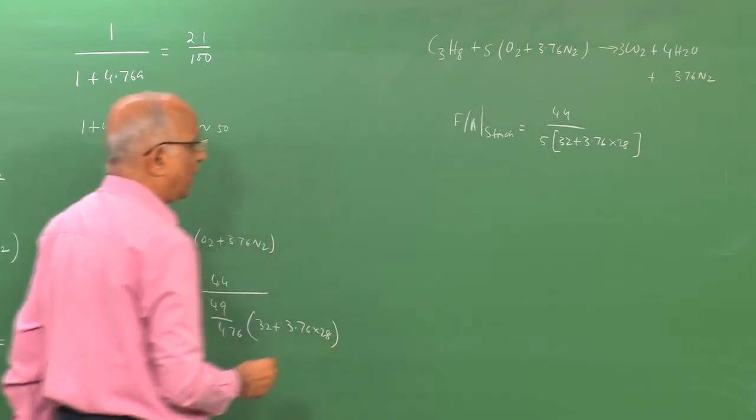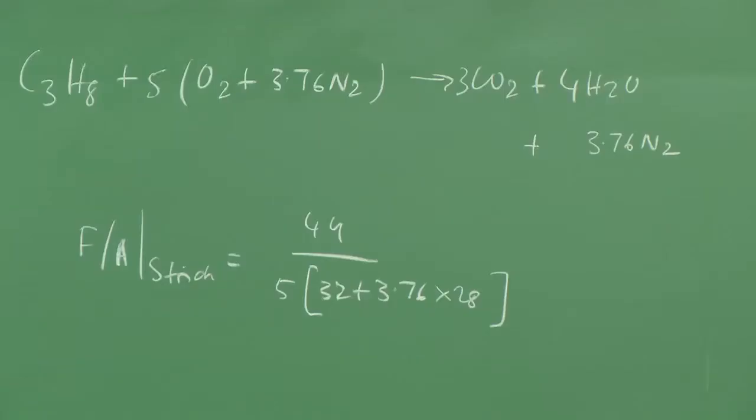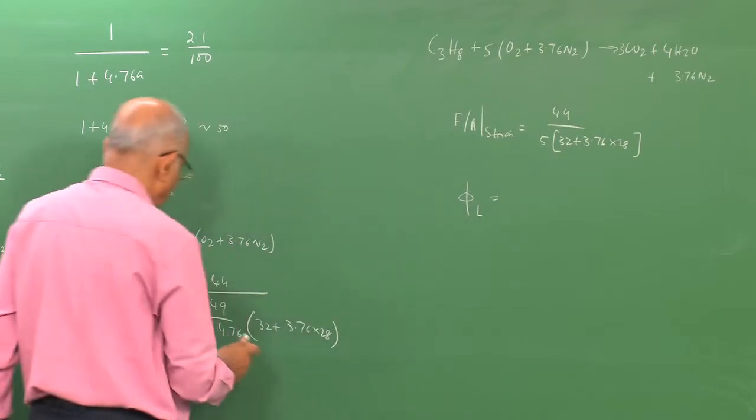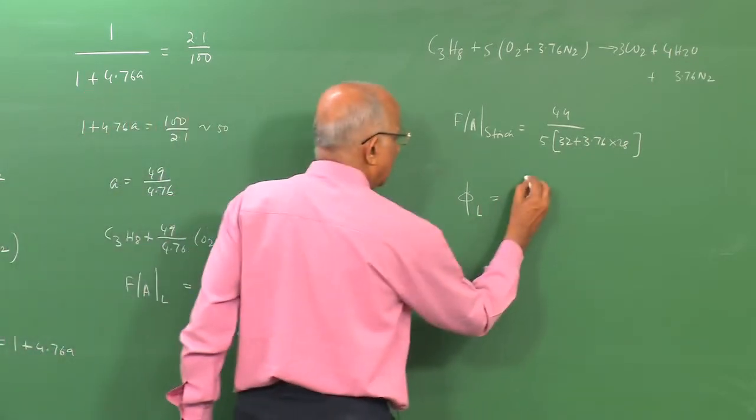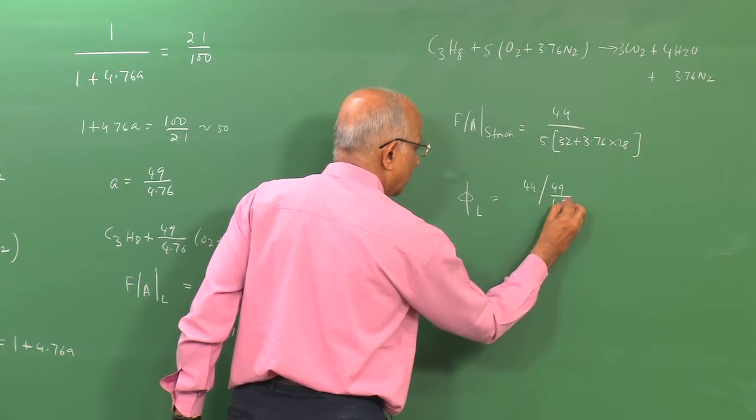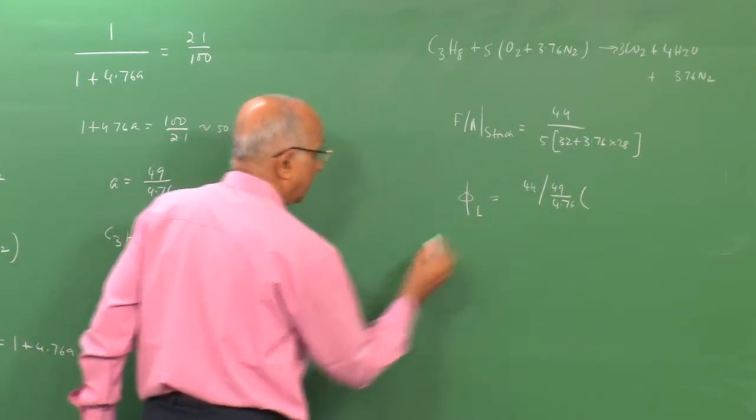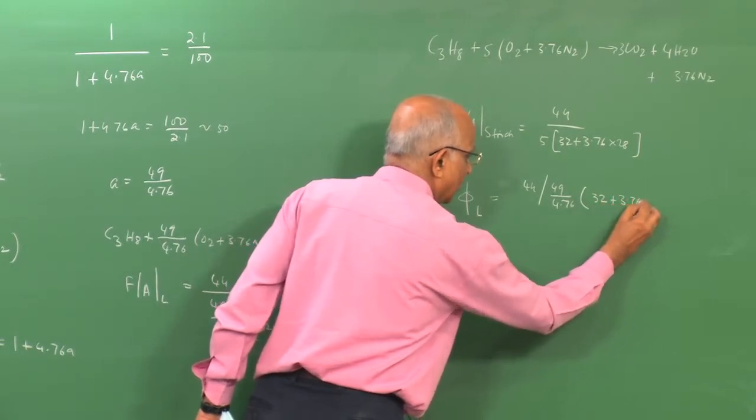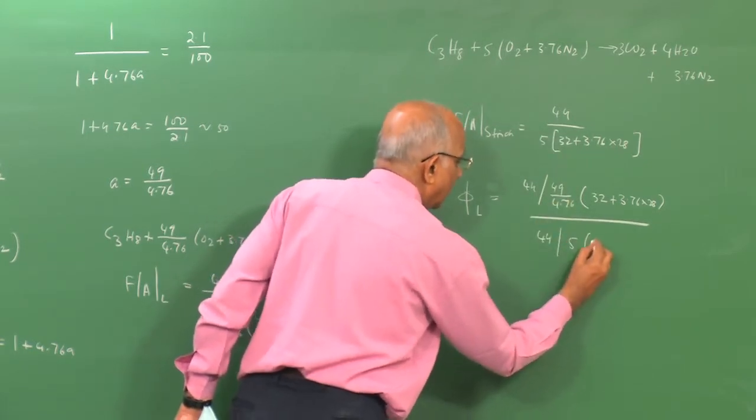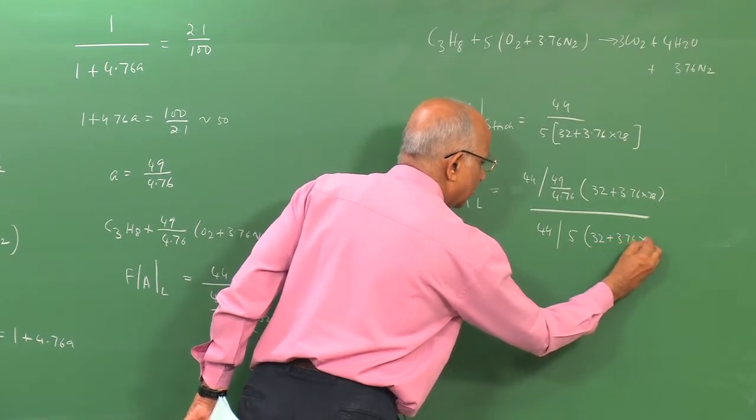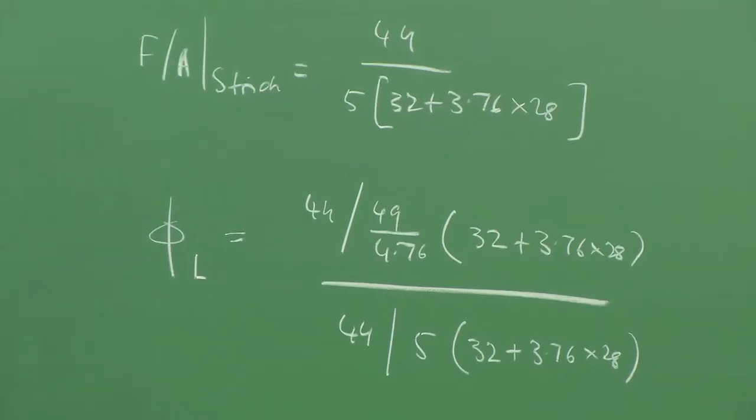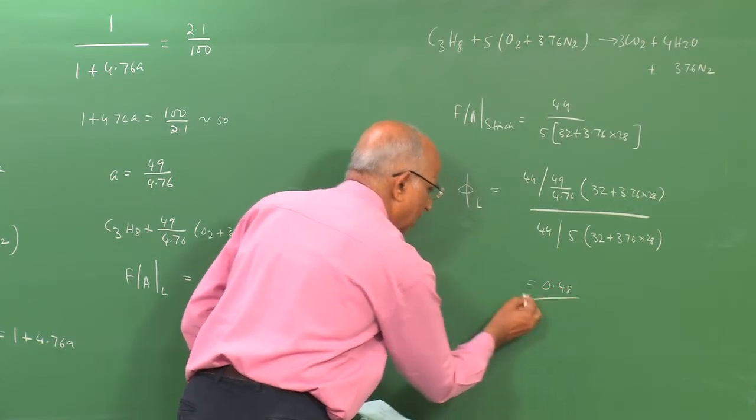This is the value of fuel by air stoichiometric. Therefore, the equivalence ratio corresponding to the lean limit of flammability is 44 divided by 49 divided by 4.76 into 32 plus 3.76 into 28, divided by the same 44 divided by 5 into 32 plus 3.76 into 28. If I calculate this value, it comes out to be something like 0.48. This is the equivalence ratio.